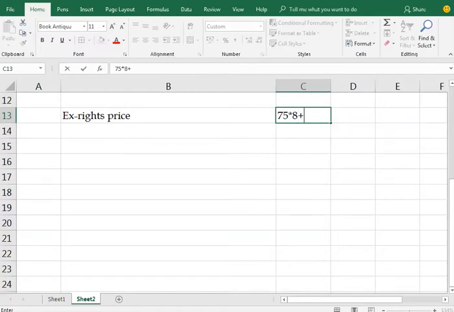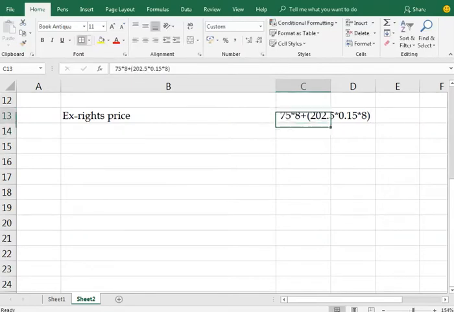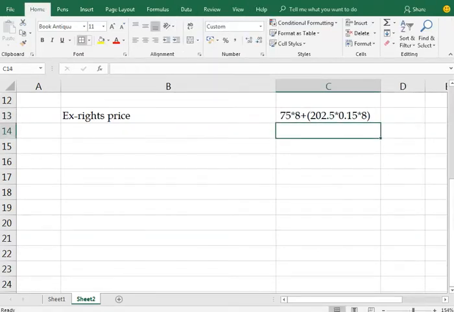75 into 8 plus 202.5 into 15% into 8. This is what the market is going to value the company at in a few days. In a few days, the value of the company will become 75 into 8 plus 202.5 into 0.15 into 8, divided by 4 lakhs plus 1.8 lakh shares. Listen for some time. I'll tell you some adjustments to be done.